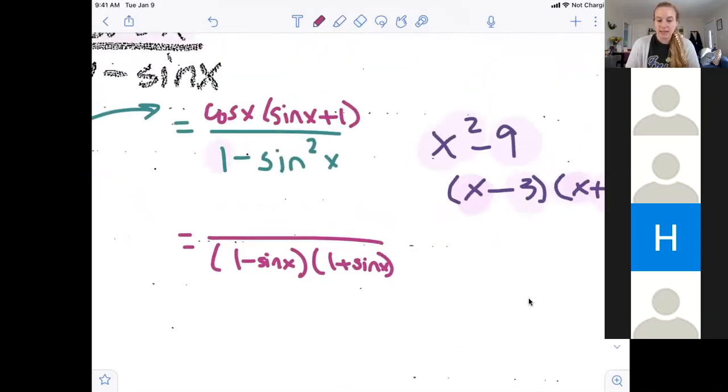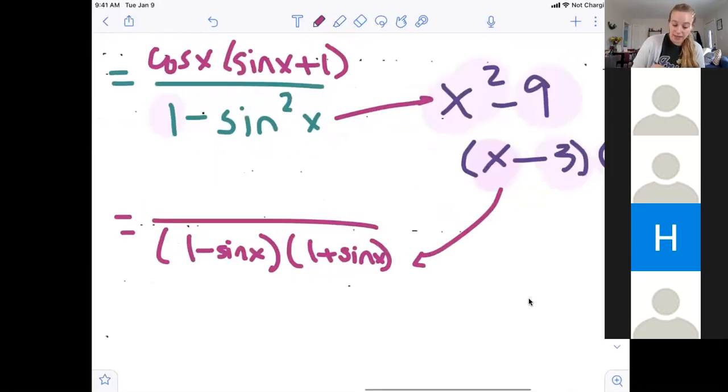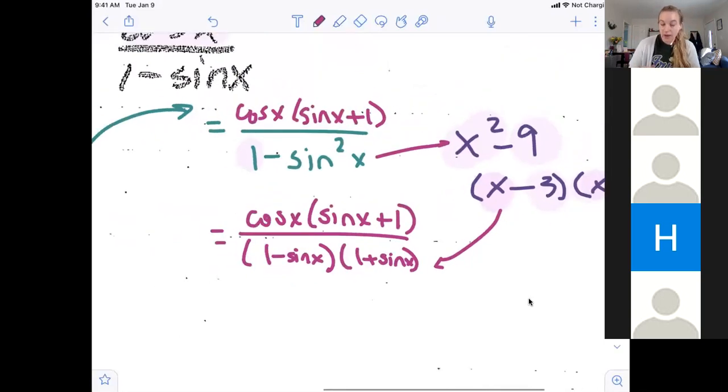So 1 minus sine squared x is comparable to x squared minus 9, so I could factor it in the same fashion. Now, if you struggle with that, I'd maybe come see me outside of class because that's a factoring from Algebra 1, Geometry, Algebra 2, and I can help you with that, but I don't have time to explain during class. I replaced it, though, and now I actually have something awesome.